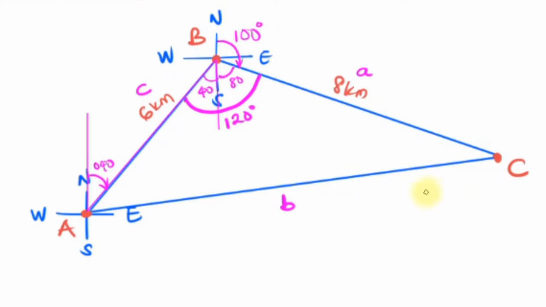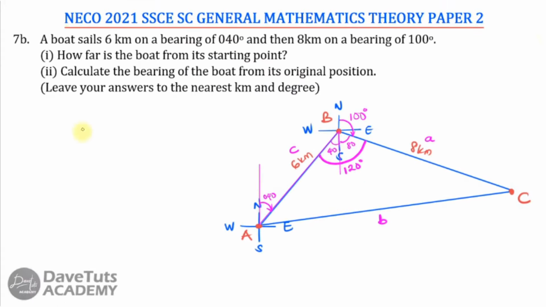We are looking for this b, and we can see that we have the angle facing b, then we have the sides flanking that angle, 6 kilometers and 8 kilometers. In this particular case, our best bet is to use the cosine rule. And the cosine rule, if you are looking for b, says that b squared is going to be a squared plus c squared minus 2ac cos B, where B is the angle at B. So we have all of these parameters. a is 8 kilometers, c is 6, and the angle at B is 120.